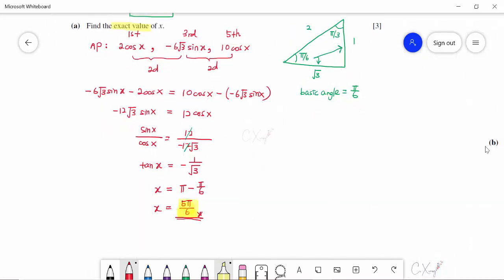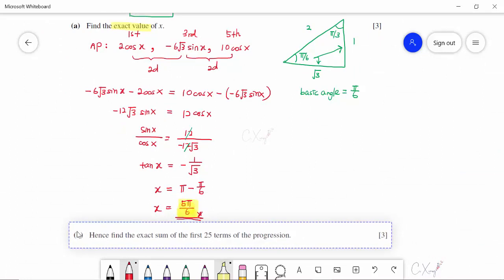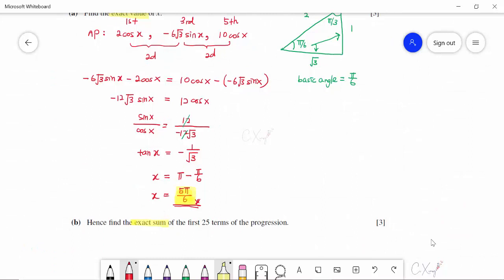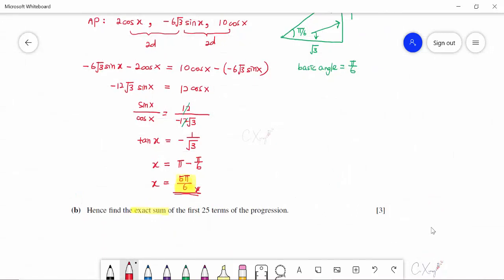Okay, so once you're done with part A, let us continue to part number 2. For part number 2, they are asking for the exact sum of the first 25 terms of the progression. Again, please highlight the words exact sum. So that means your final answer should be in pi form or short form. It cannot be in decimal number terms. Okay, so for the exact sum of the first 25 terms of the progression, first of all we need to know the first term. So the first term is actually 2 cos x.